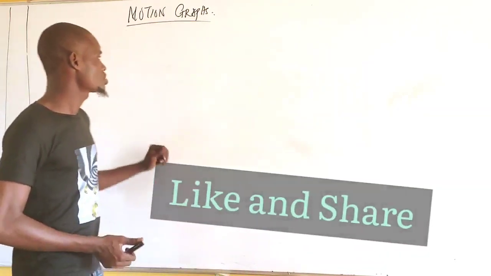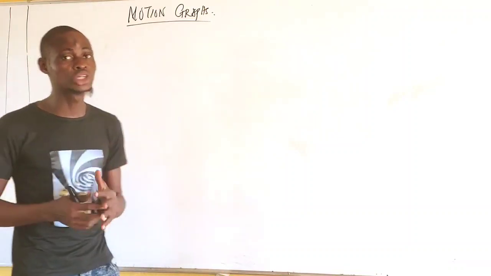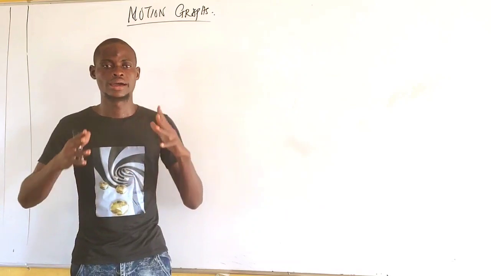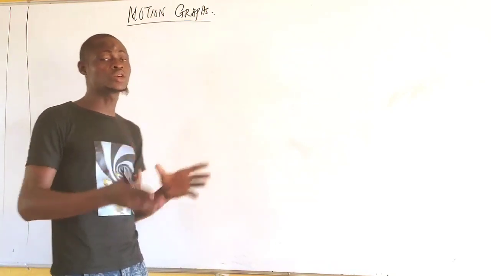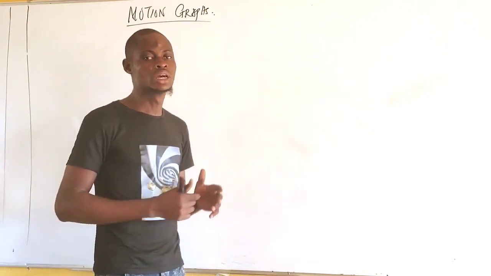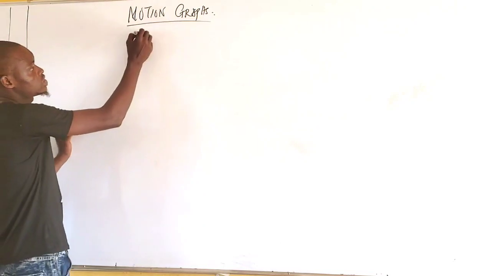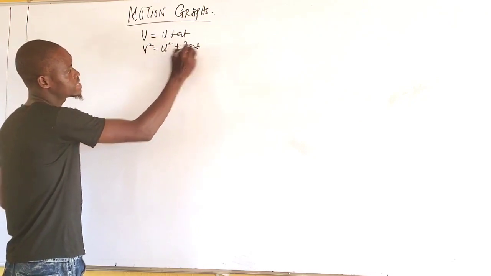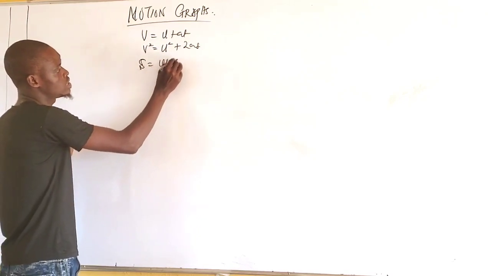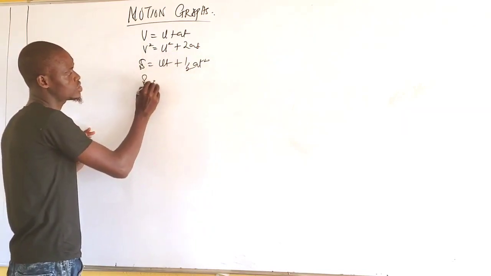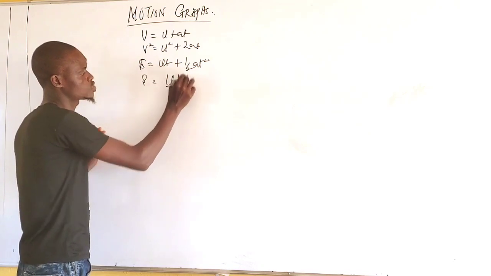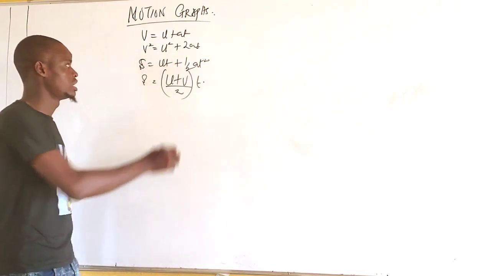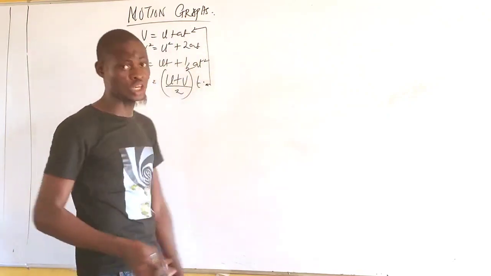Now let's start. Today we are going to be taking a look at motion graphs. We can describe the motion of a body either by using the analytical method or by making use of the graphical method. The analytical method of description of motion is talking about using the equations of uniform motion that we already understand: V equals U plus AT, V squared equals U squared plus 2AS, S equals UT plus half AT squared, and S equals (U plus V) all over 2 multiplied by time t. These four equations are known as equations of uniform motion.